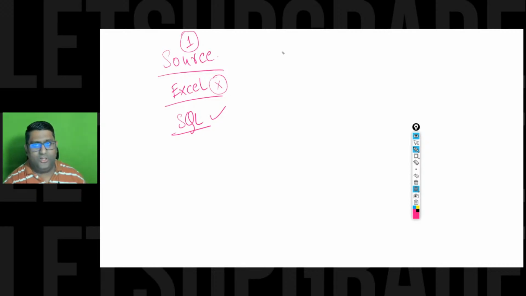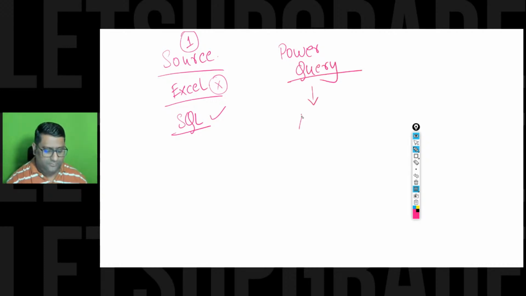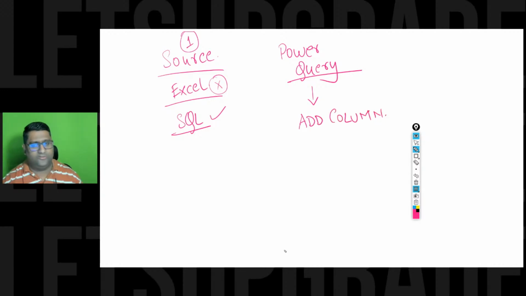Now, the second place you can do it is Power Query, where you start transforming your data. In Power Query, you can do it using the add column feature. Okay, I'm going to show you how it is done.